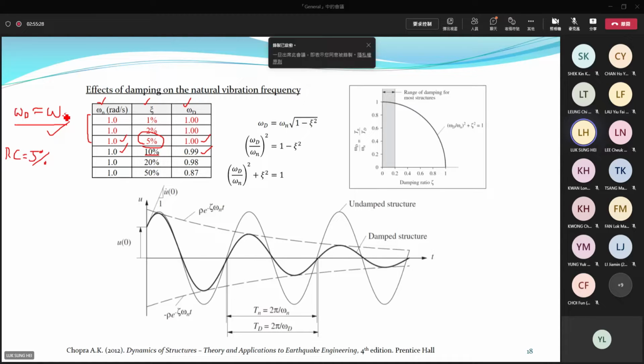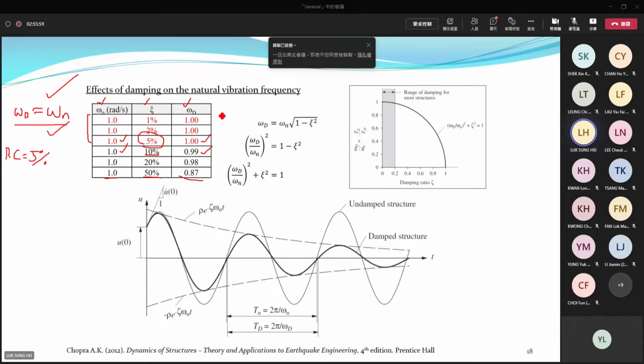But in case your system has high damping, like 50%, then you need to be aware of the assumption here, because the values start to look quite different if you have large damping. But in most cases for RC structures and steel structures, this assumption is still valid. This table just shows you some comparison.